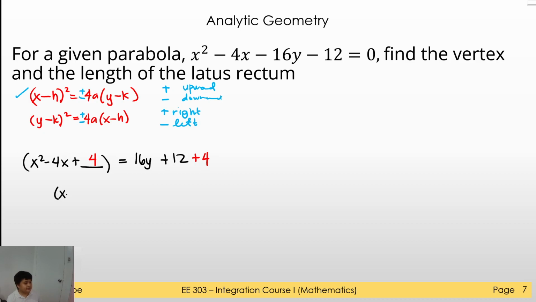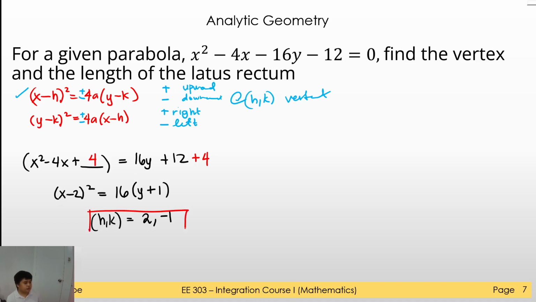So we have to add 4 as well to the other side. So if we simplify this, we have x minus 2 squared is equal to 16y plus 16. As we can see, we can also factor out the 16. So we have here 16 and then y plus 1, right? So what can you see here? We can already know the vertex. So the h and k actually are the point of the vertex. Therefore we have h and k here as vertex. That is 2 and negative 1. So this will be your vertex.